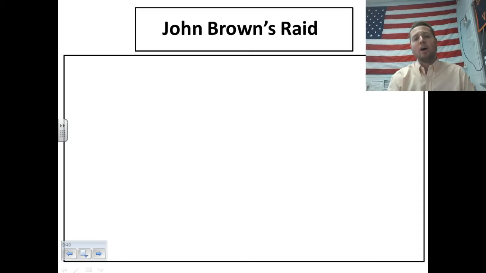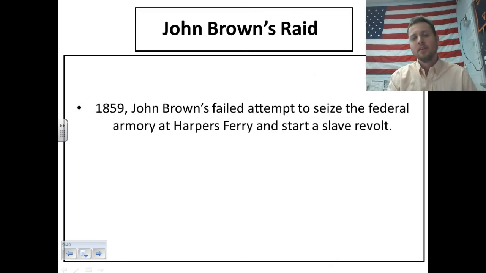John Brown's raid. John Brown was an intense guy, wanted to get rid of slavery entirely. Write this down. In 1859, John Brown had a failed attempt to seize the federal armory at Harper's Ferry and start a slave revolt. There was a stash of guns in Harper's Ferry that the U.S. government had. He wanted to get all those guns. Unfortunately for him, it was a failure. He was surrounded by Robert E. Lee, and he was put on trial and later executed.